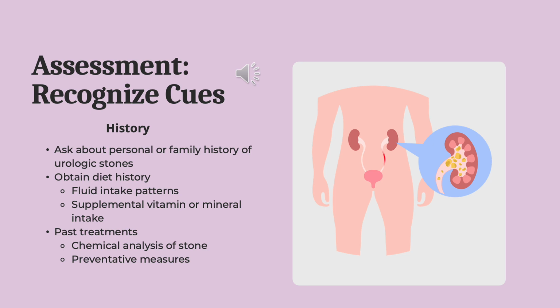So are they drinking enough water to be able to dilute their urine? Also, we're going to ask about the use of vitamin or mineral supplements because excessive intake of calcium or vitamin C, for example, can contribute to stone formation. If the patient has a history of stone formation, then we're going to ask about any past treatments. So did they undergo a chemical analysis of the stone to be able to determine its composition? We're also going to ask if they've implemented any preventative measures, such as dietary adjustments or medication, so that they can reduce the risk of recurrence.